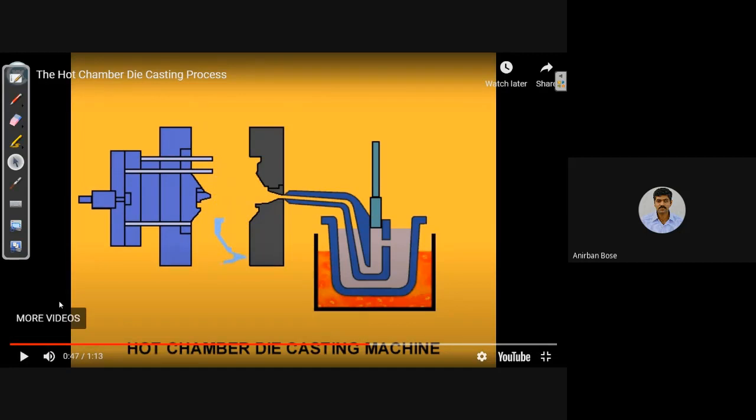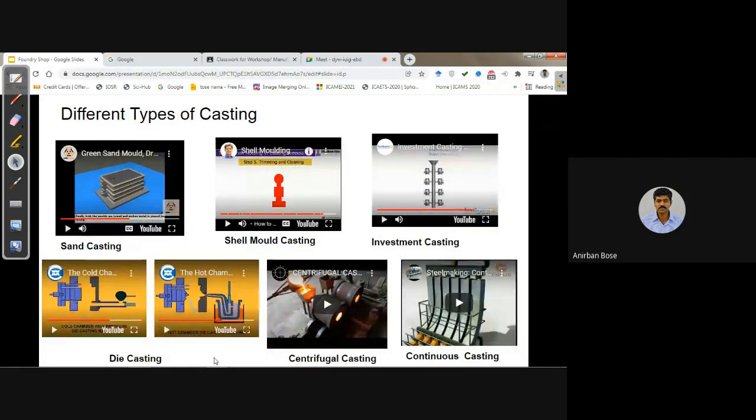Hopefully you have understood how the die casting process operates. Now you see another kind of permanent mold casting process, which is centrifugal casting. Let us see first this.